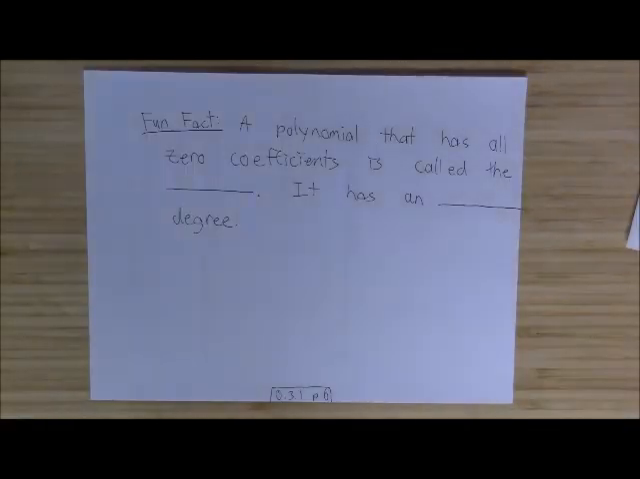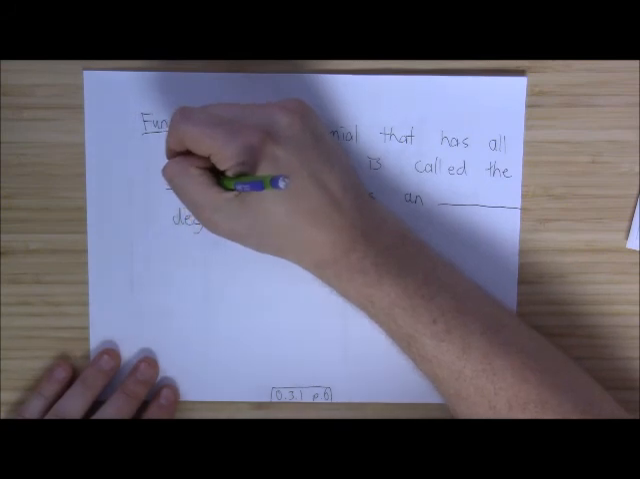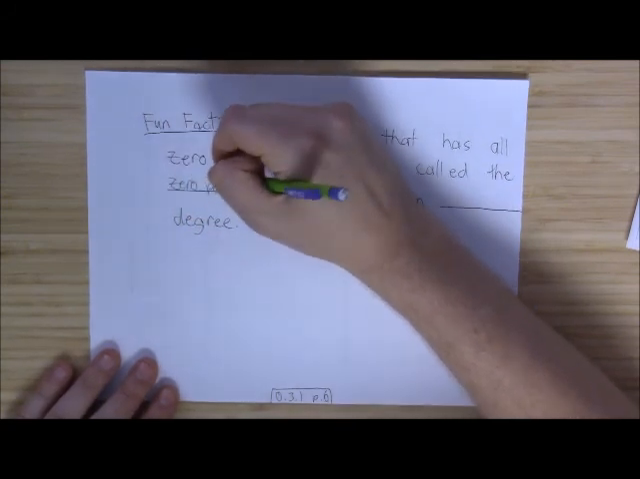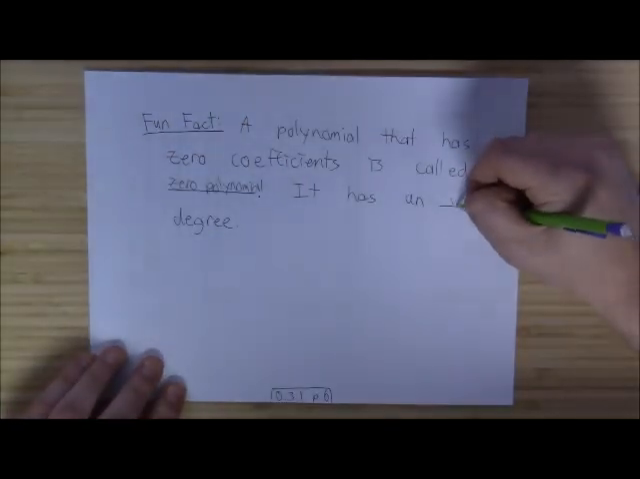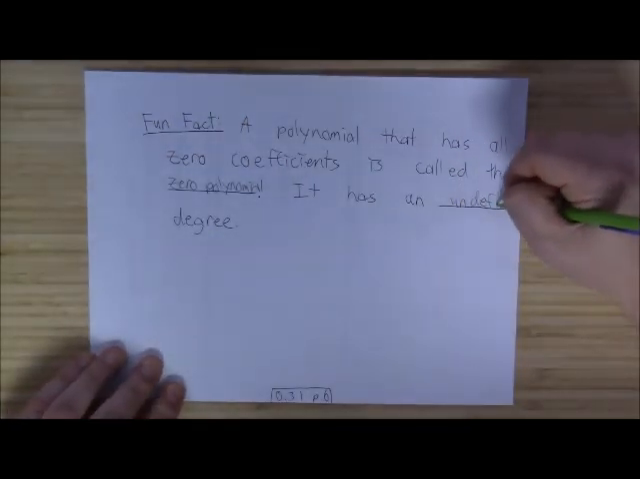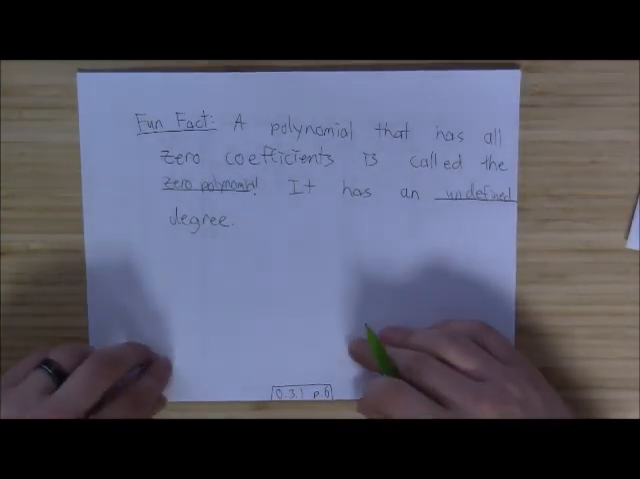A fun fact is that a polynomial that has all 0 coefficients is actually called the 0 polynomial. And it actually has an undefined degree. So that's just a random fun fact.